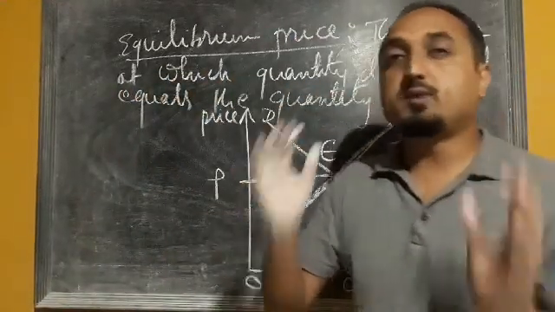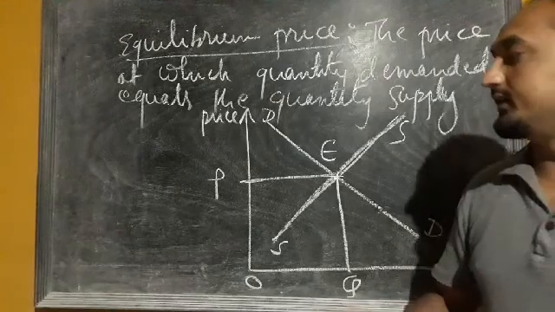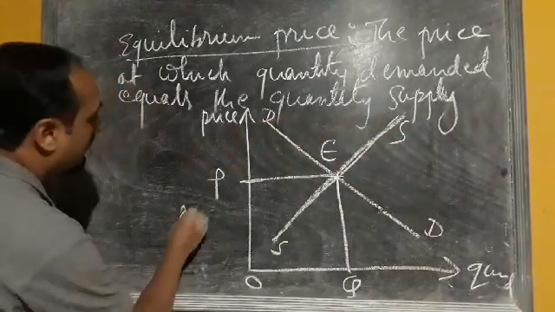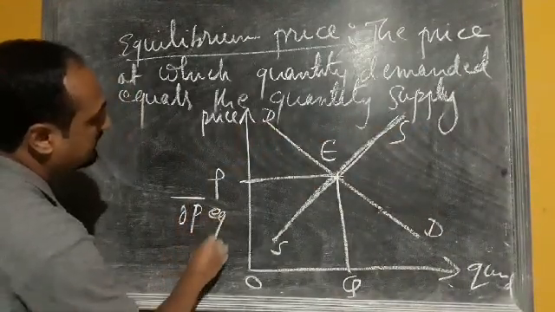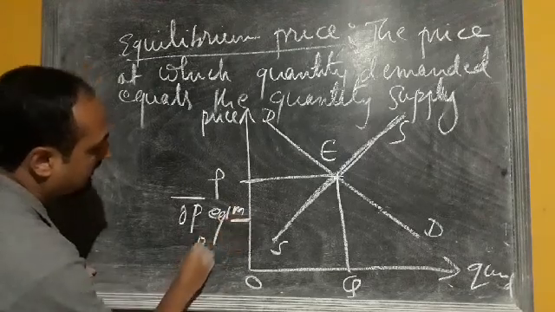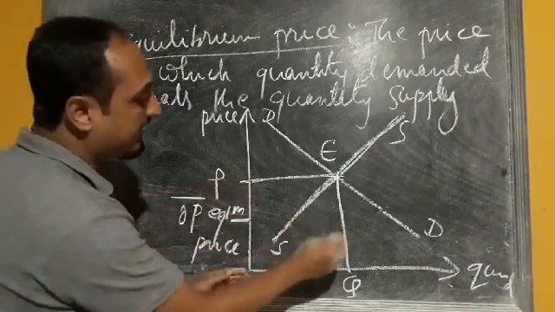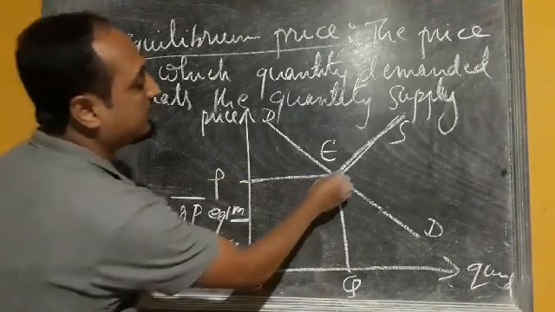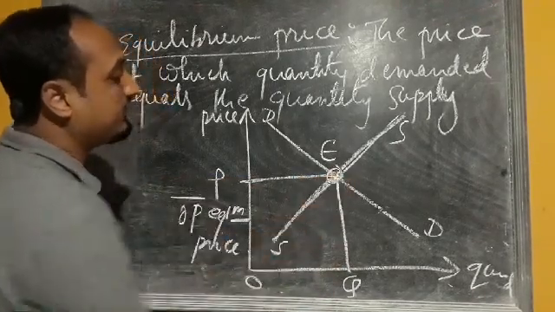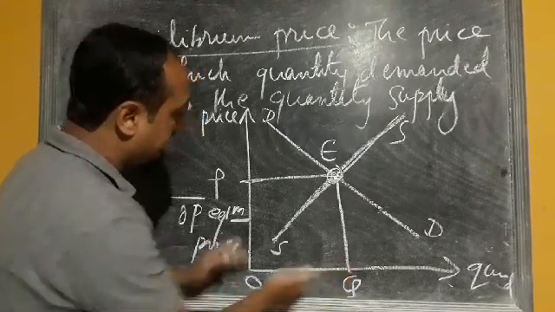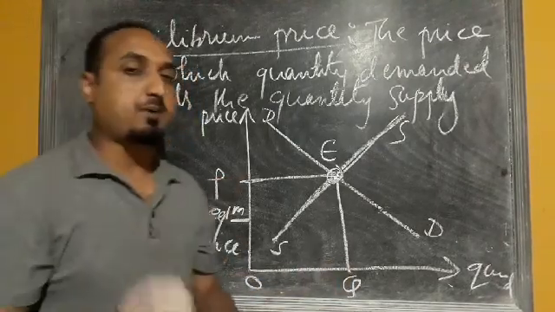So the price at which quantity demanded equals the quantity supplied. Here OP can be considered as the equilibrium price, because at this price OP, quantity demanded and quantity supplied are equal. So this is our equilibrium point, this is the equilibrium quantity, and OP is the equilibrium price.